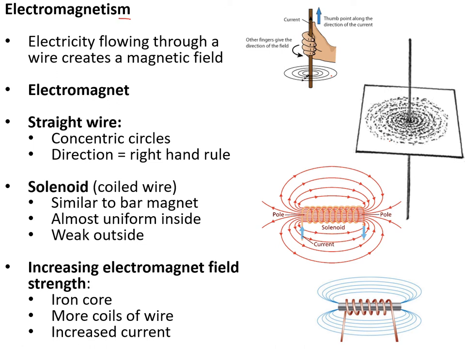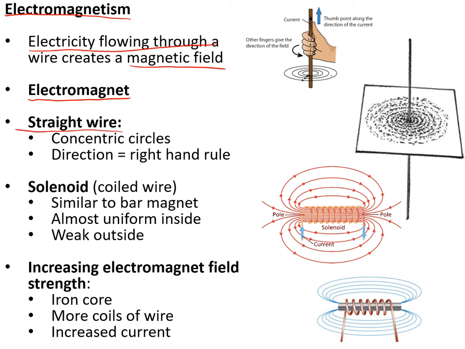Electromagnetism describes the related phenomena that when electricity flows through a wire, it creates a magnetic field, and also when a magnetic field moves past a wire, it can create an electric current. Okay. Now, when a current flows through a wire and it makes this magnetic field, we can call it an electromagnet. So that is a magnet that is only magnetic when an electric current is flowing.